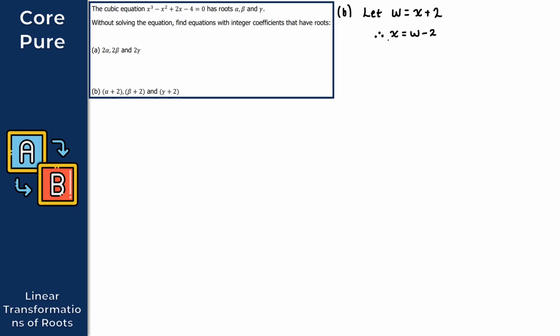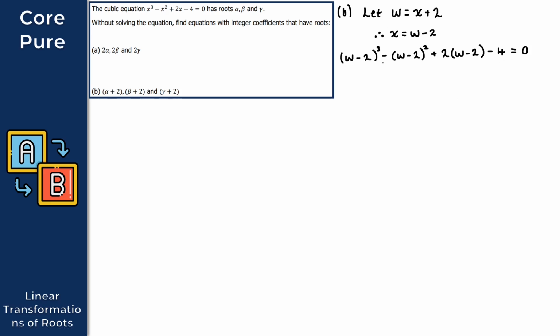And all I want to do now then is substitute this back into the original equation. So if we do that here, what we get then is w minus 2 cubed. You then get minus w minus 2 squared. We then have two lots of w minus 2. So two lots of w minus 2. And then finally here, minus 4. And that is all equal to 0.